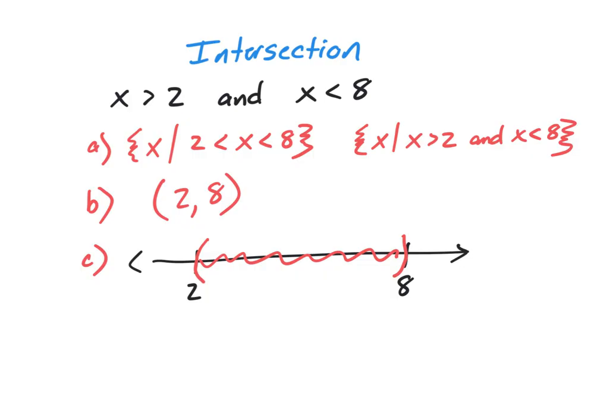Okay, questions on that one? Okay, I'm going to show you a couple of different ways that ands are going to be written out. We will see some like this. 3x plus 1 is greater than 2, and 2x plus 4 is less than or equal to 14.